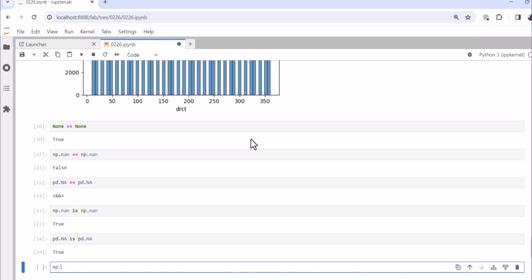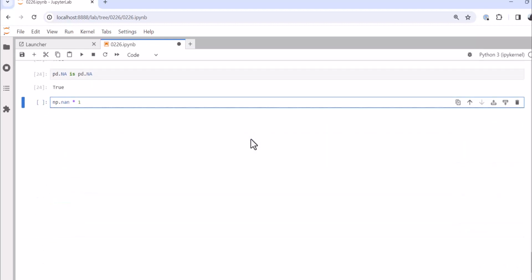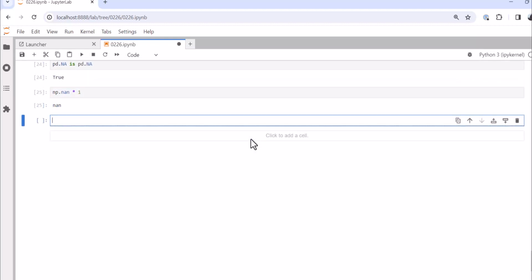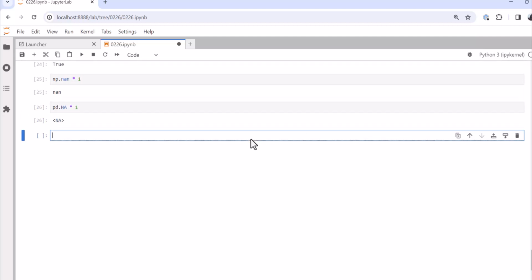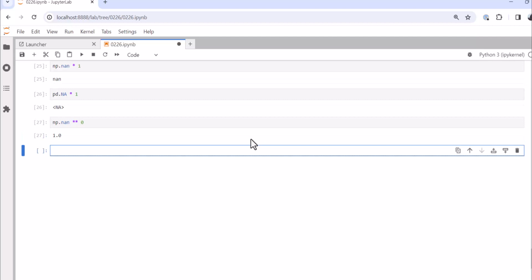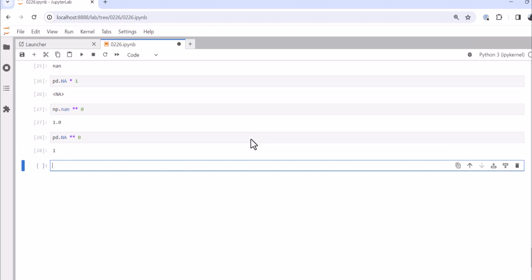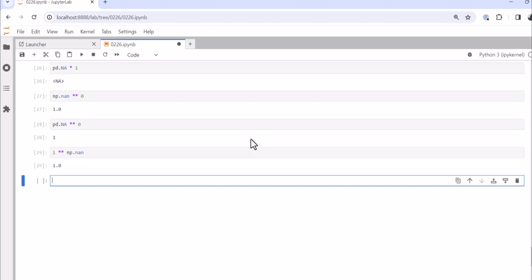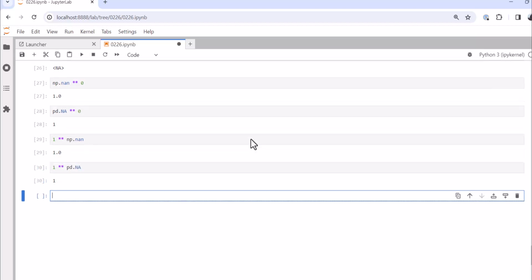So let's go ahead and check some of the maybe more odd edge cases, but things that you will run into in real data. What if I take a NaN and multiply it by a number? I get NaN back. pd.NA gives me the same behavior. What if I take NaN to the 0 power? I get 1. pd.NA also returns 1. What about 1 to the NaN? Returns 1. 1 to the NA also returns 1. So far, those are very, very similar.